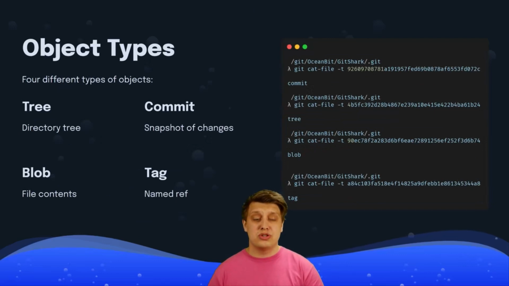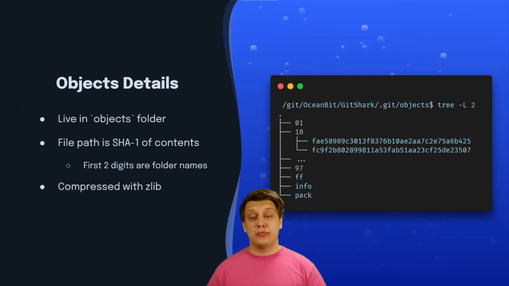There's tree, which stores information about a directory tree. There's commits, which is the snapshot of your changes. There's blob, which is a file's contents. And there's a tag, which is kind of like a named ref. All objects share some common properties. For example, all of them live within an objects folder that is stored within the .git folder. All of their paths are a SHA-1 of their contents.